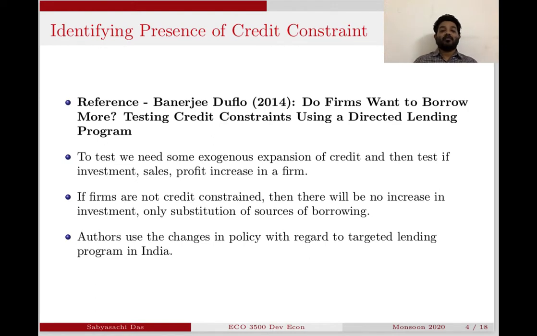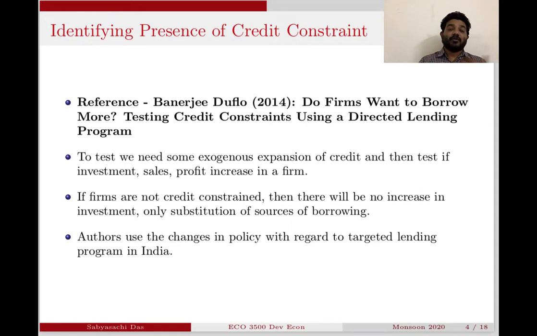So Banerjee and Duflo want to test in a context where there is some exogenous expansion of credit, and see if investment, sales and profit increase in a firm. The firms that were constrained before, right, for whom the expansion happens. So they are able to identify such a policy change in the context of India, where they are also able to identify the set of firms which were subject to this credit expansion.